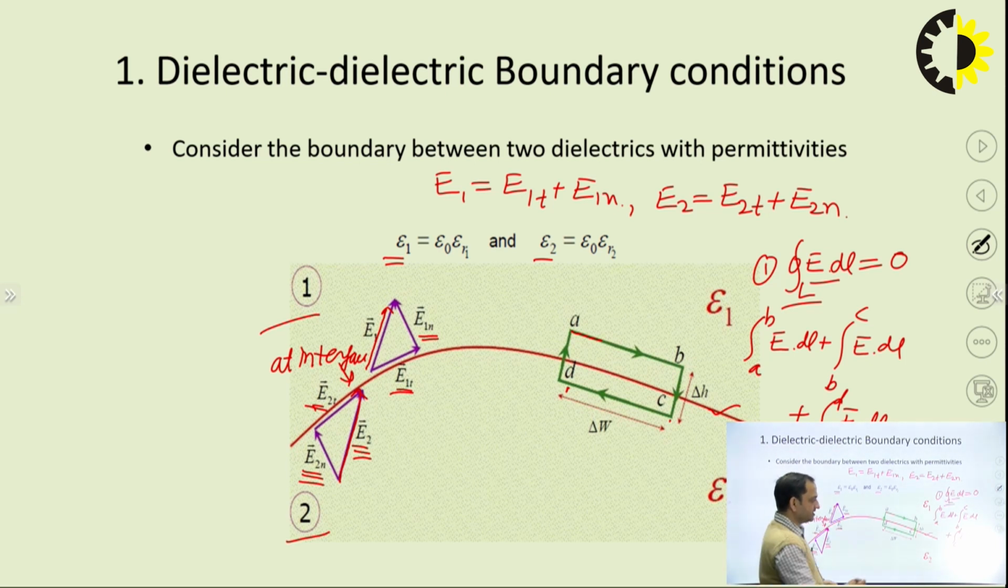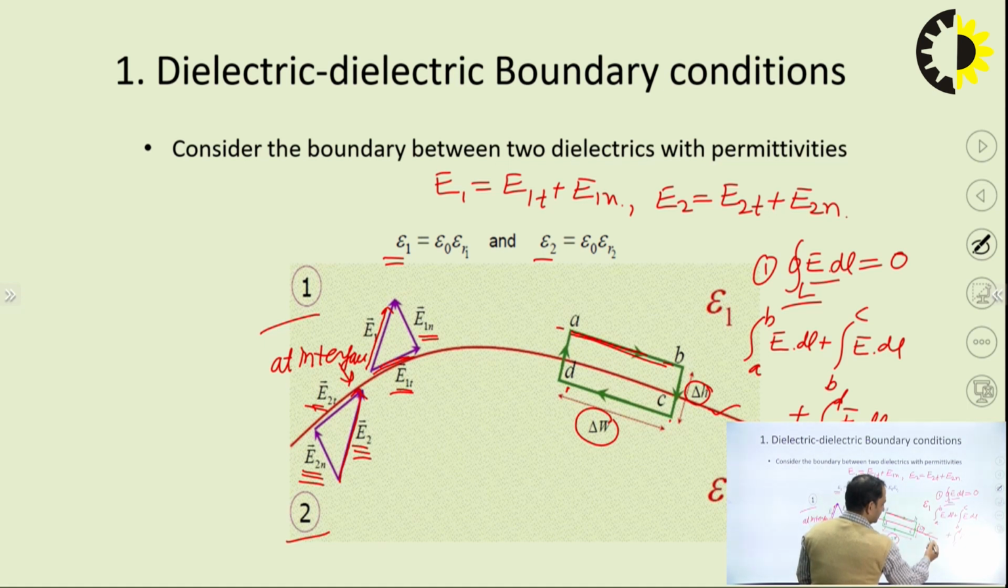Now just apply this from A to B. This is A, this is B. A to B is the path whose length or width is delta W, and B to C has height delta H. This is the path which we are following. When moving from A to B, in medium 1, the corresponding electric field is E1t, so E1t into delta W. Both are in the same direction, so this is a positive term.